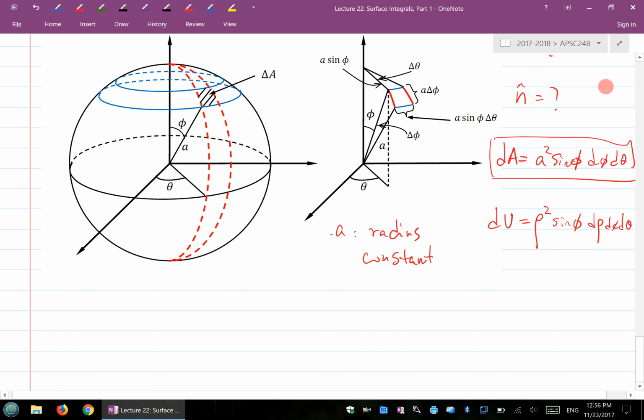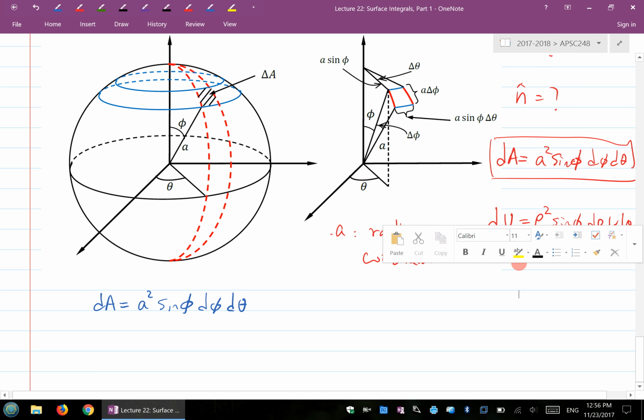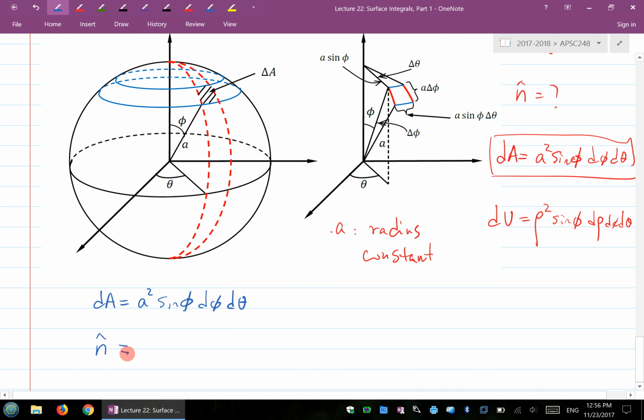All right. Good. So let me write down the dA again here. Okay. So a squared sine phi d phi d theta. So that's your dA. So next, let's look at what this n hat is. What does the n hat equal to? First of all, you have to understand what the n hat is. The n hat is what vector? Normal vector. Okay, so this is the normal vector to the spherical surface here. Okay, so you do have two directions, right? You could have a direction pointing outwards or pointing inwards.